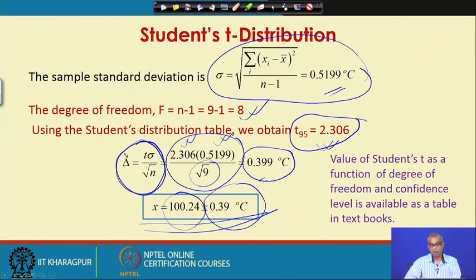So, we have seen sigma by square root of n as standard error in our previous lecture. Here we multiply this quantity with a term called t, and the value of this t has to be obtained corresponding to a confidence level from the Student's t distribution table.